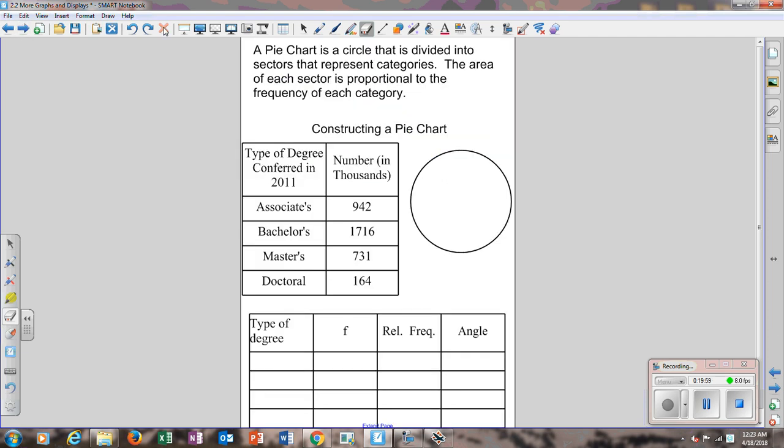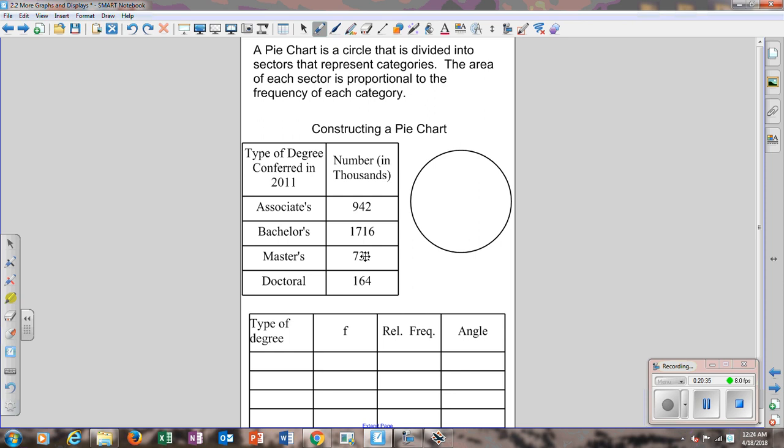Pie chart. This is really just a circle that's divided into sectors that represent categories. Area of each sector is proportional to the frequency of each category. Now, because you're not able to draw perfect circles, I'm sure, because who is? And you're probably not going to have a protractor. It makes it a little difficult to draw the pie chart. So what I would actually have you do is just figure out what the table is that goes with the pie chart. So first, we have to add up all these numbers.